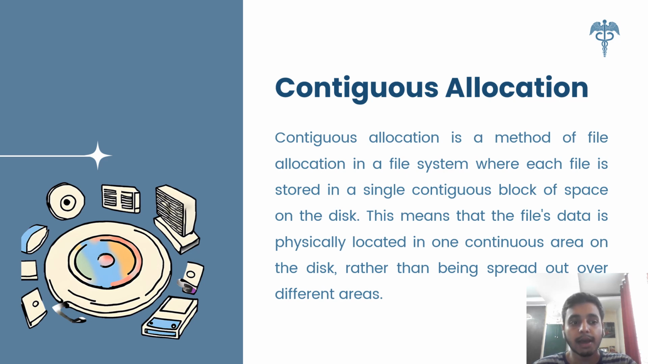Contiguous allocation. Contiguous allocation is a method of file allocation where each file is stored in a single contiguous block of space on the disk, in one continuous area. Let's understand this with an example.